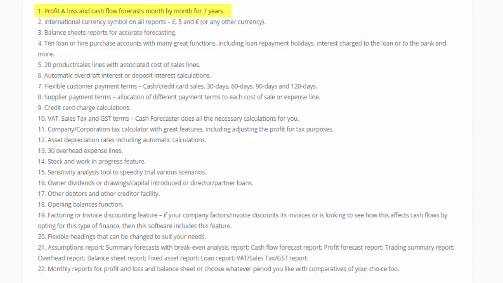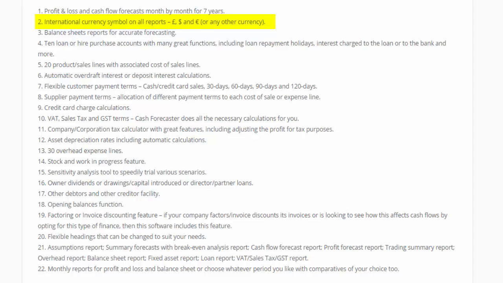We have already talked about the fact that it will forecast for up to 7 years. So this includes all your reports, whether it's the profit and loss account, your cash flow forecast, your balance sheets and so on. You don't have to do it for 7 years, but it gives you that feature. So if you only want to produce a 12-month forecast, then that's all you need to do. Or you might want to equally produce something for 3 years, then you can do that also.